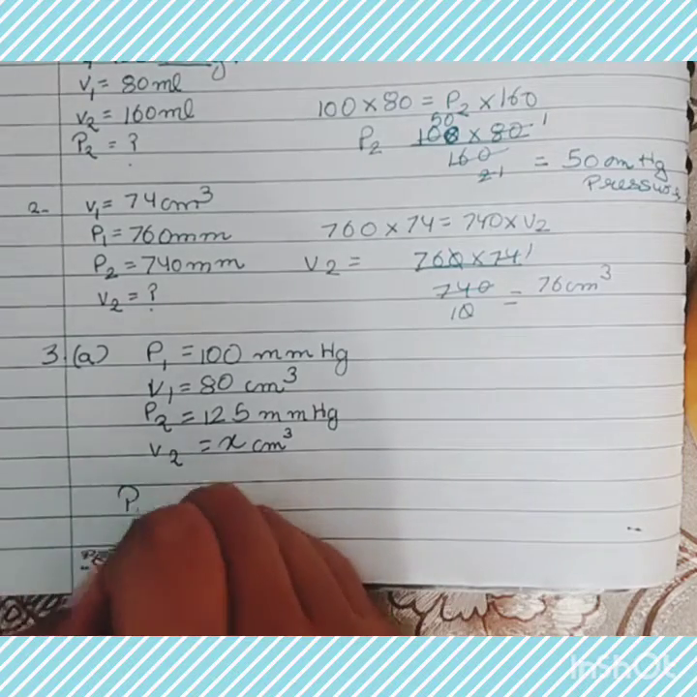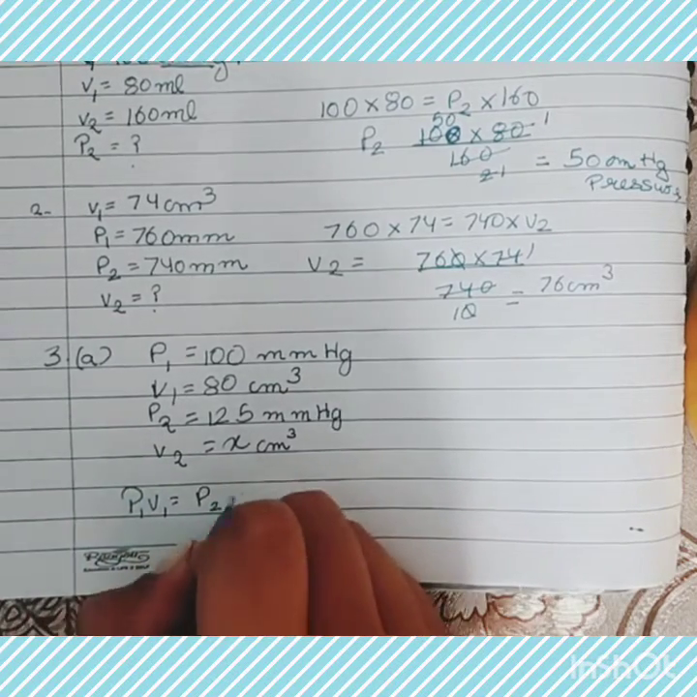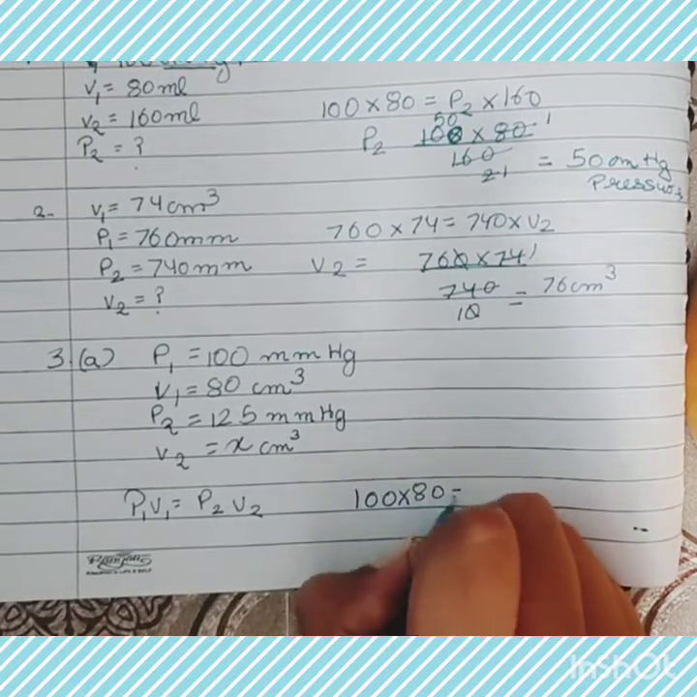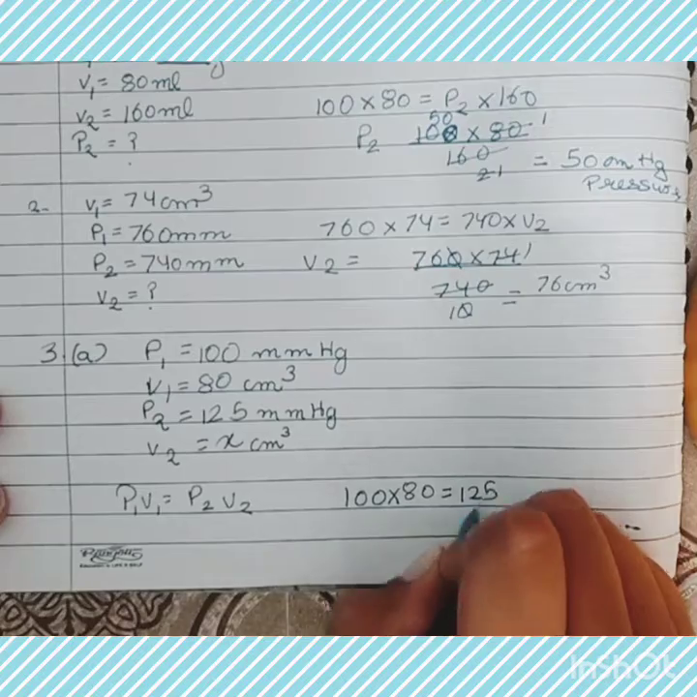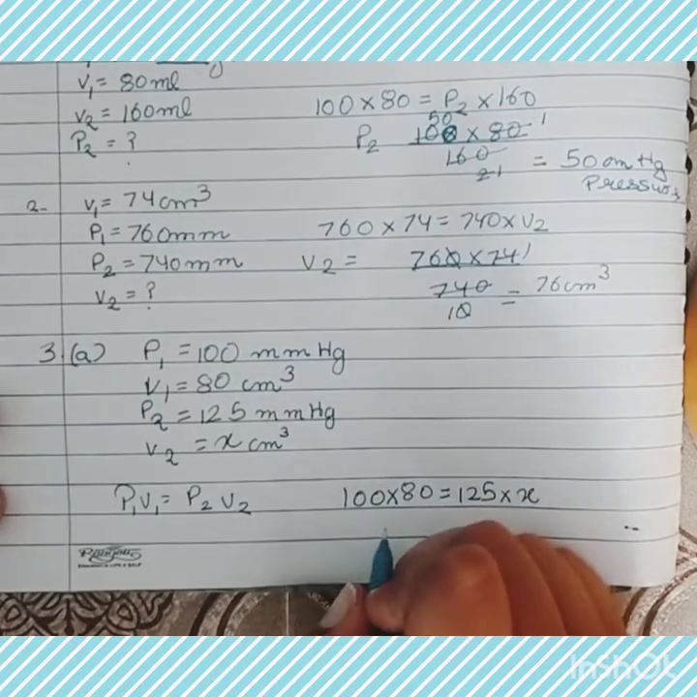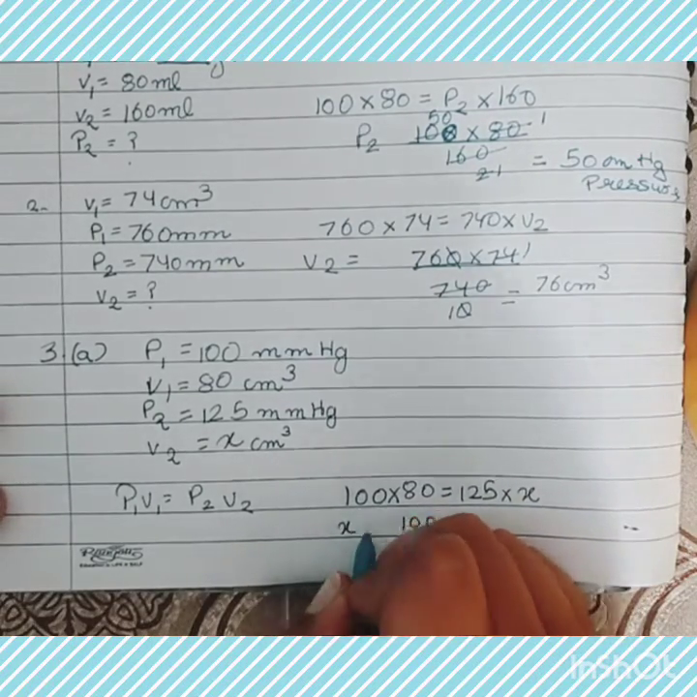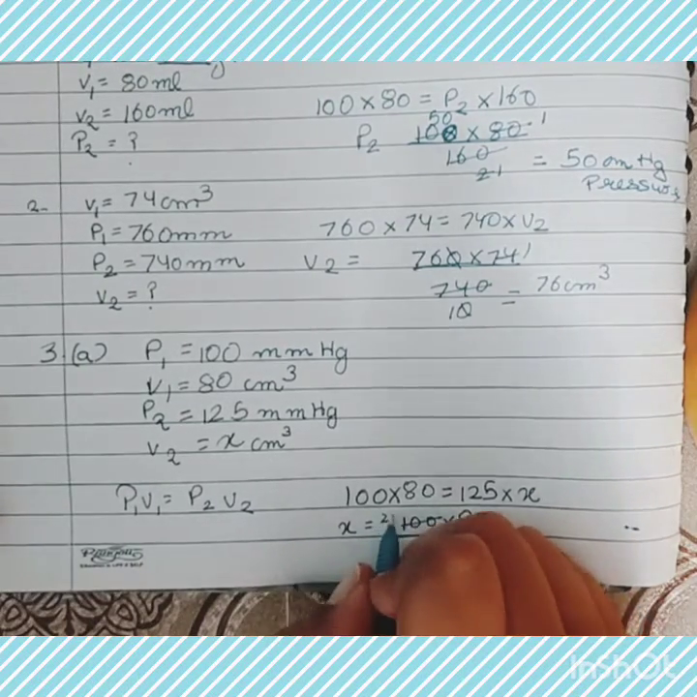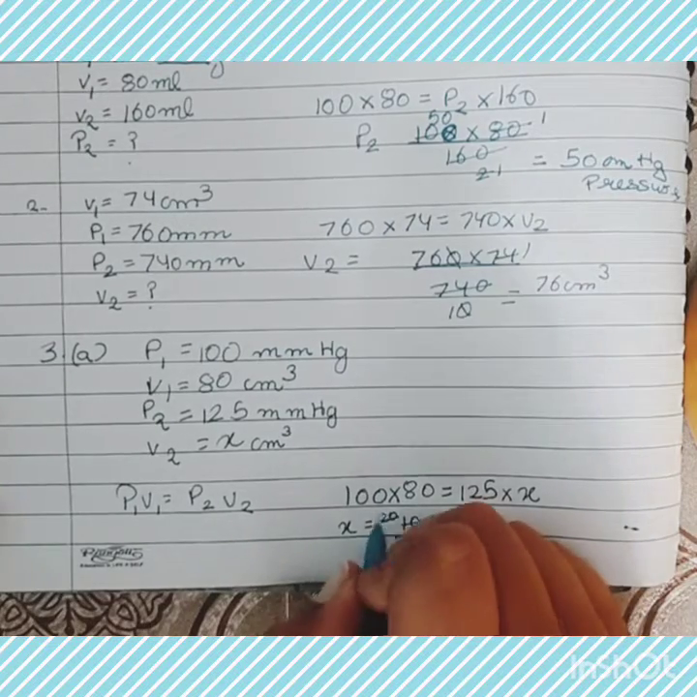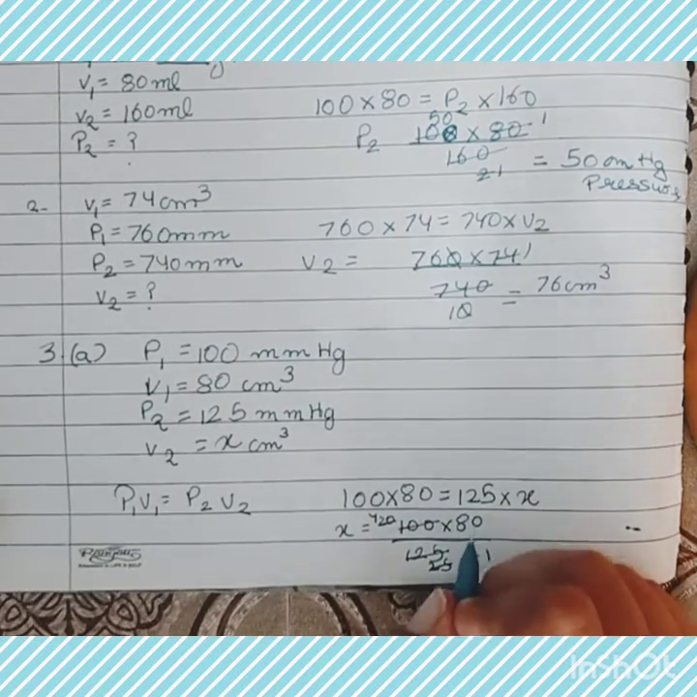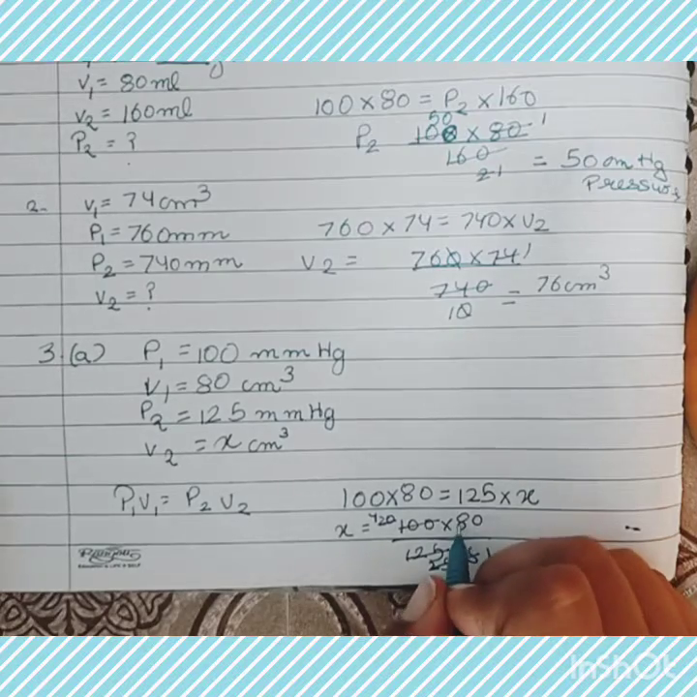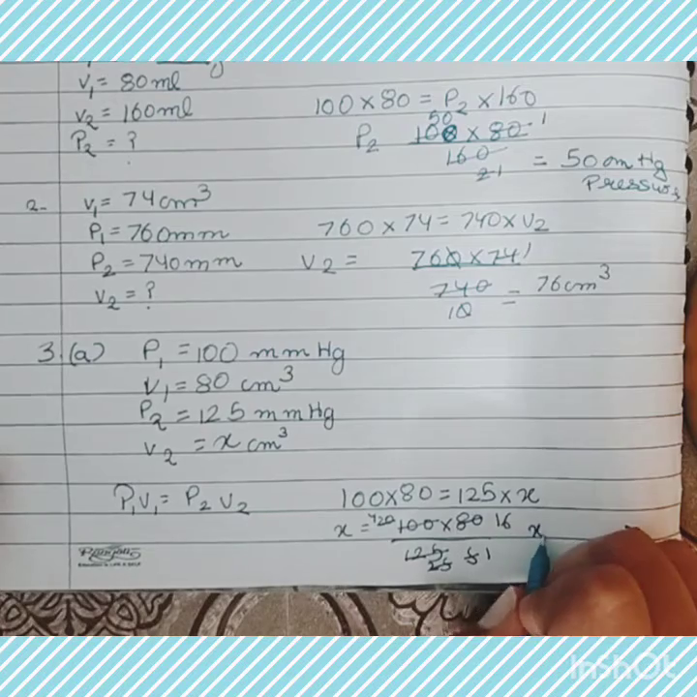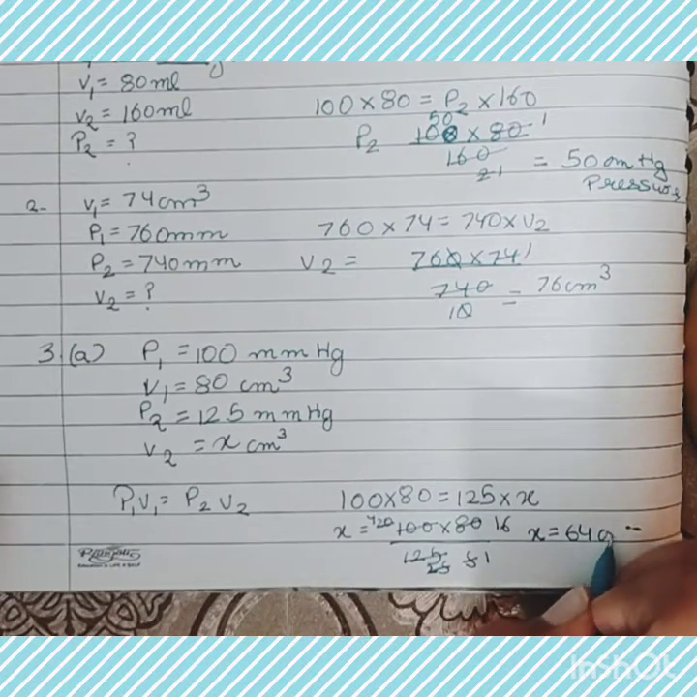So according to Boyle's law, P1 V1 equals P2 V2. Put the values: 100 into 80 equals P2 125 and V2 into X. So X equals 100 into 80 upon 125. Calculating, 16, 16 fours are 64. X equals 64 centimeter cube.